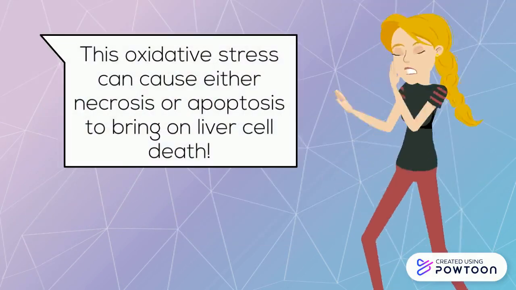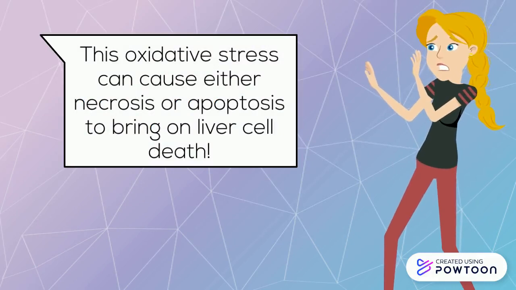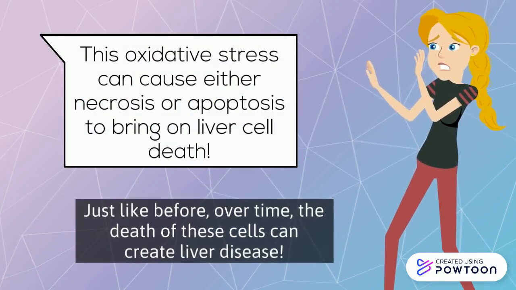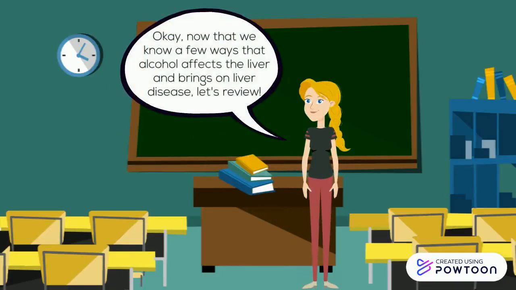This oxidative stress can cause either necrosis or apoptosis to bring on liver cell death. Just like before, over time, the death of these cells can create liver disease. Okay, now that we know a few ways that alcohol affects the liver and brings on liver disease, let's review.